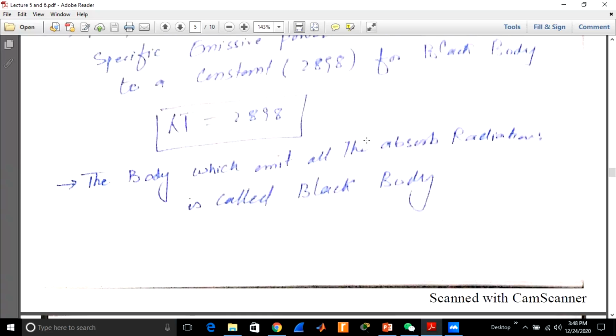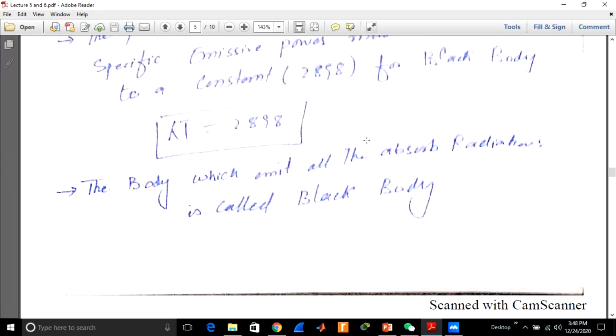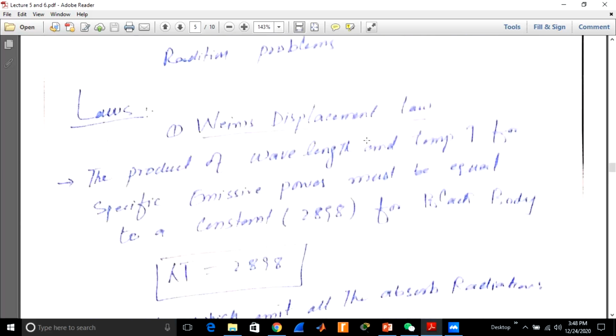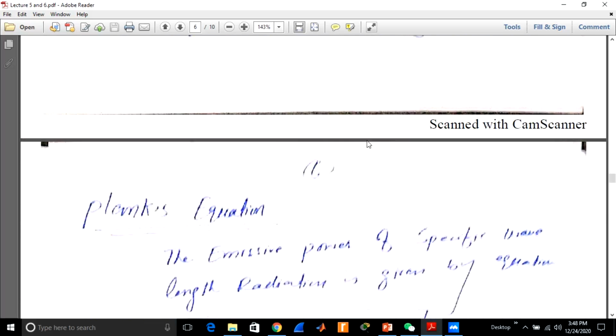The body which emits all the absorbed radiation is called a black body. What is a black body? The body which emits all the absorbed radiation is called a black body. The body will absorb the radiation and then it will radiate. If it radiates the entire amount, this will be a black body. And Wien's displacement law is only applicable to a black body. If the body is not black, we can't apply this.